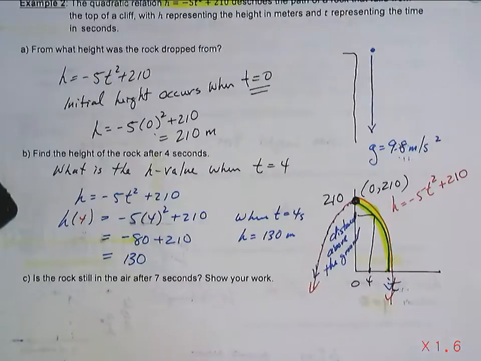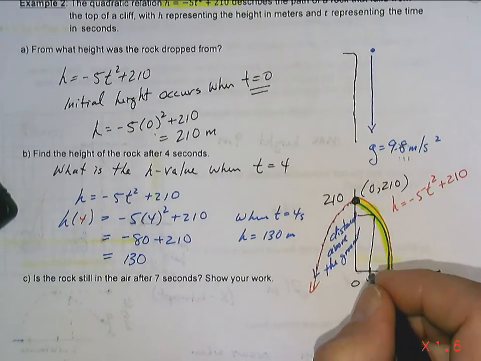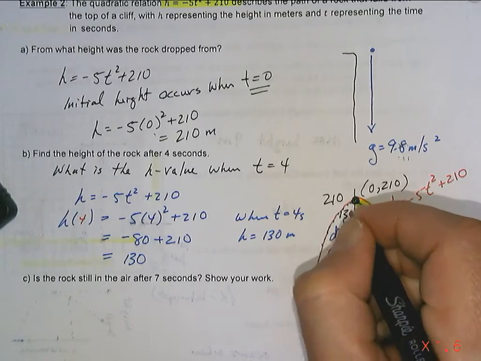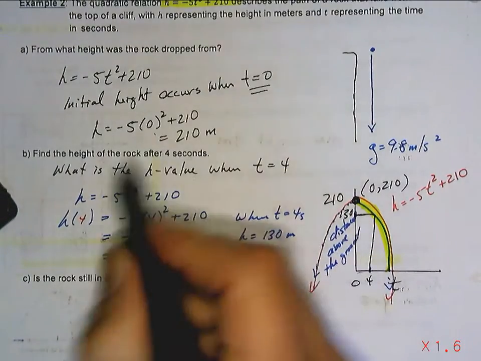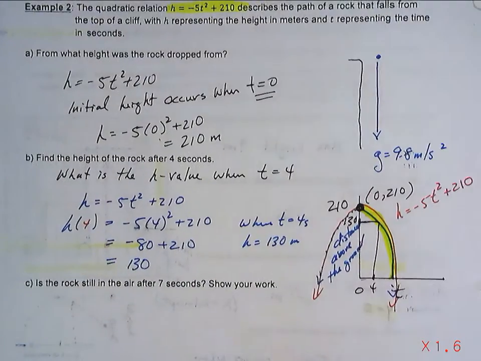So what we find out is that when the time is 4 seconds, the height above the ground is 130 meters, which means that if we did have a graph and I came out to 4, I would go up here, and that would be 130. We don't have a graph, so we had to do it using algebra this time.